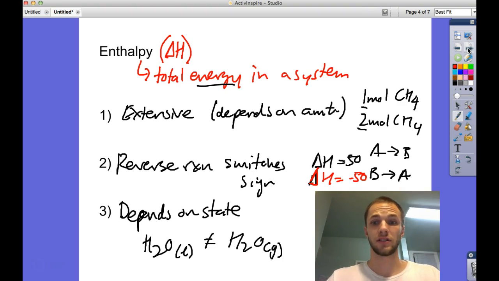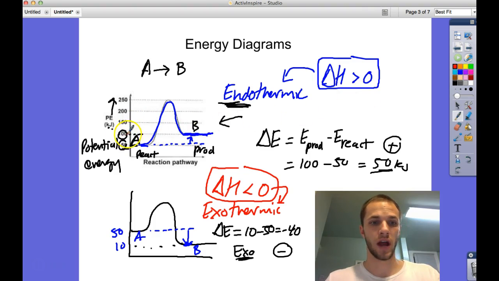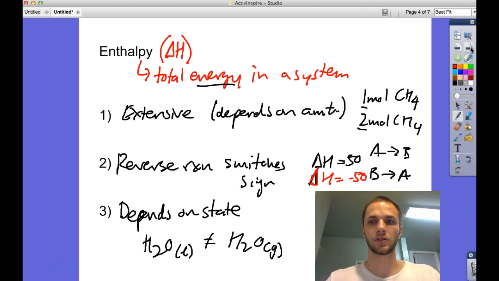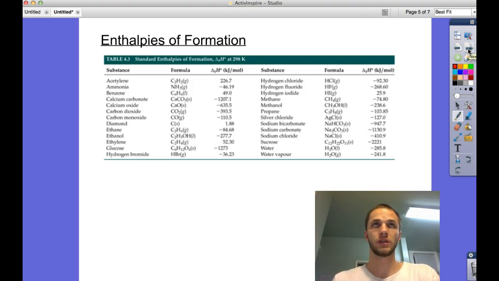So we need to associate the value, the quantity of delta H, with the type of process that's going on. How do we actually calculate these numbers? Here we're given a graph, but how much energy can we calculate as gained or lost in a reaction? In order to do that, we use something called the enthalpies of formation. Any compound that's made is going to gain or lose some energy.